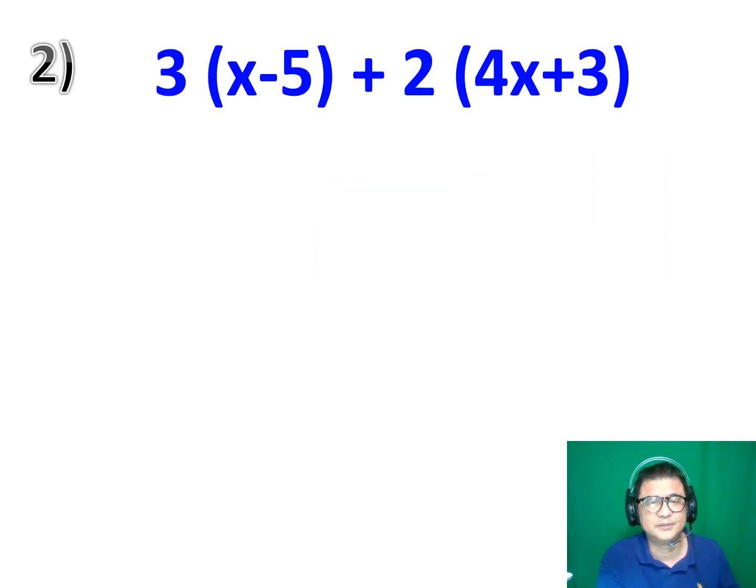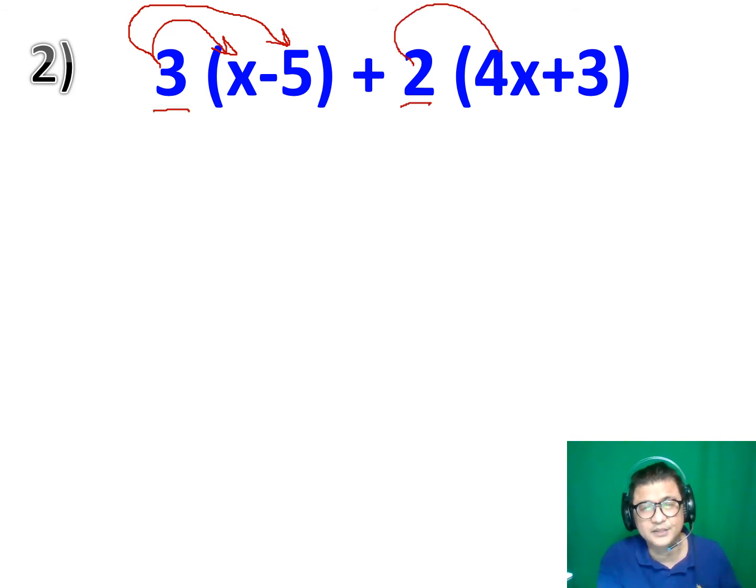Let's try another one. A number outside the parentheses. Okay, warning, warning. I put arrows, so I know there's something to be done. Another number outside the parentheses. Warning, warning, I will do distributive property. See that? Now, let's do that.